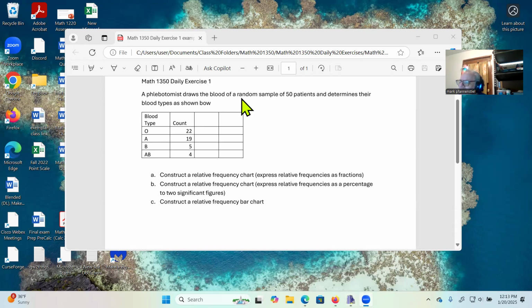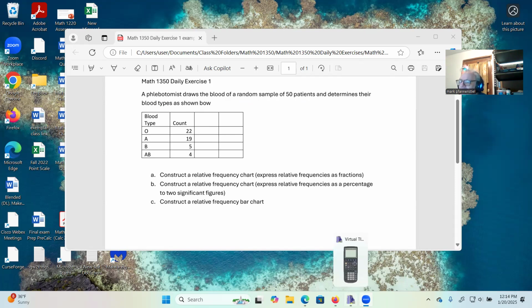At this point, we've got a phlebotomist who draws a random sample of 50 patients. This is nice because they tell us what the N is before I've started. Your problem doesn't do that. I just give you values here. You can go ahead. You are allowed to do this in Excel. You can use a calculator. Whatever tool you feel comfortable with is fine.